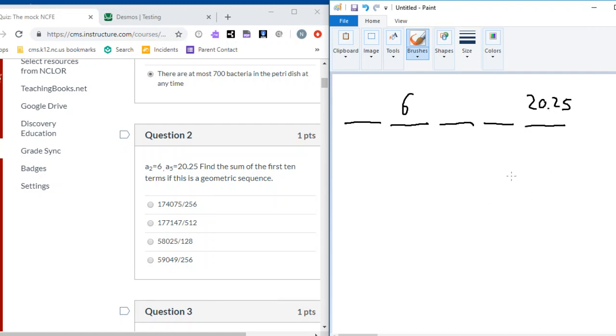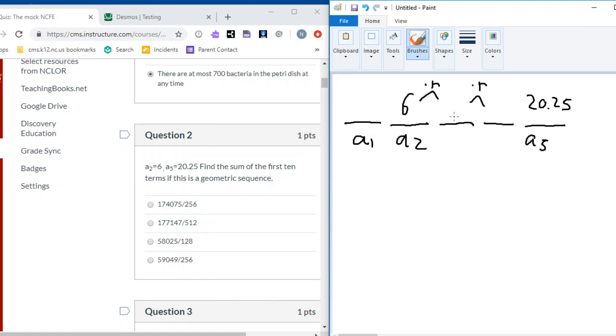So there's two values you need to find: A1, our first term, and our common ratio. So A1 is this term, this is A2, 6, this is A5, 20.25. And we were told this is a geometric sequence. A geometric sequence means we multiply by a common ratio each time to get to the next number. So 6 times the common ratio is the third term. This third term times the common ratio is the fourth term.